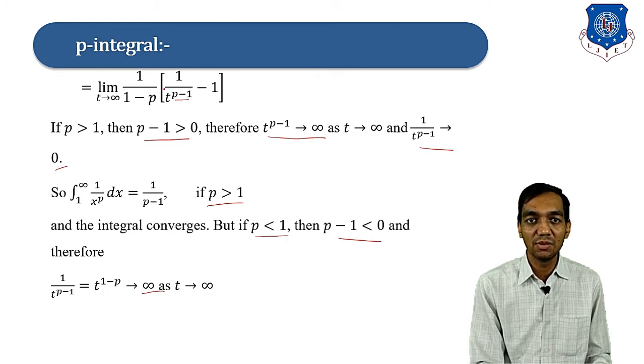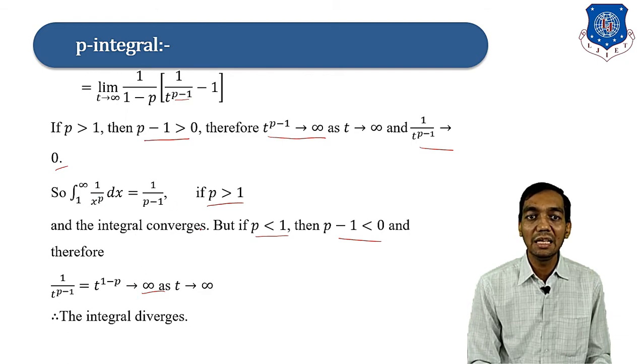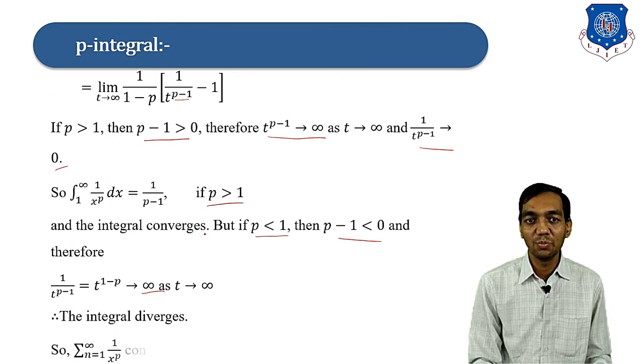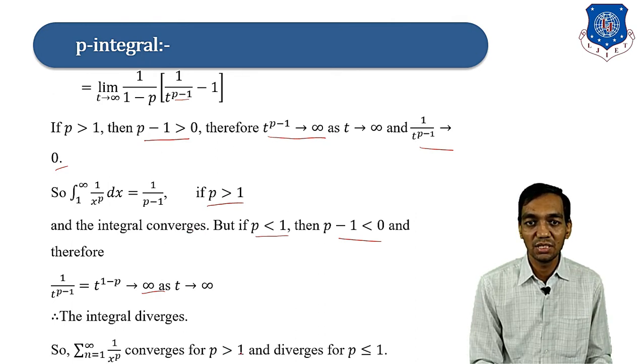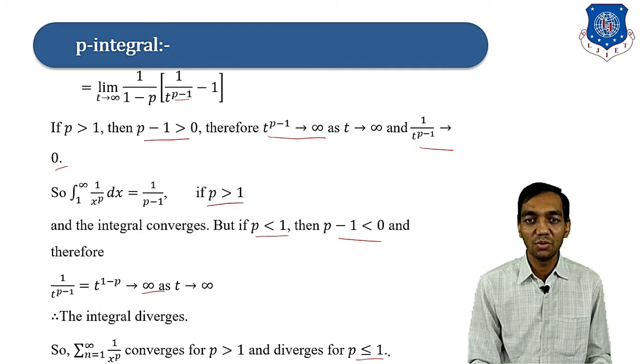So in that case, this value is going to be infinite. And infinite times some finite value will be infinite. So this integration is going to be divergent for p less than 1. Correct? So now you have the condition: for p greater than 1, your series is convergent, and for p less than or equal to 1, your series is divergent. So this is the p integral.